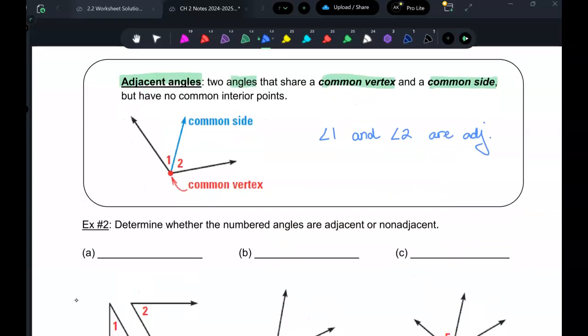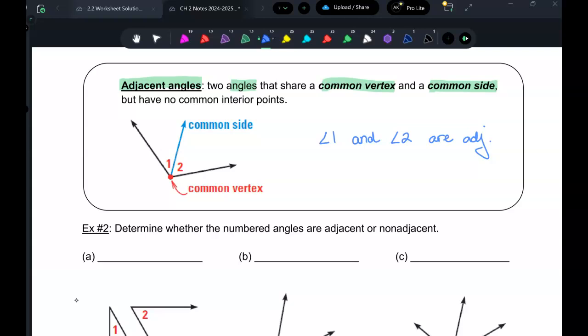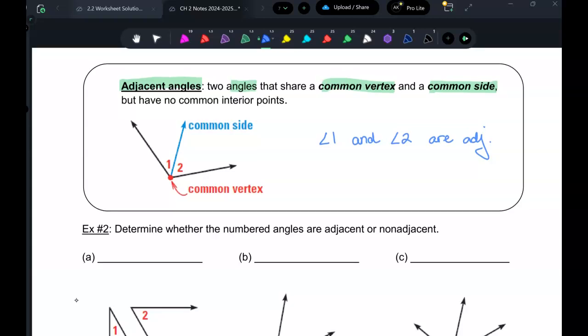The vertex is the point where the two angles meet. It's the corner of the angle. Okay? All right. ADJ for adjacent, like adjective.